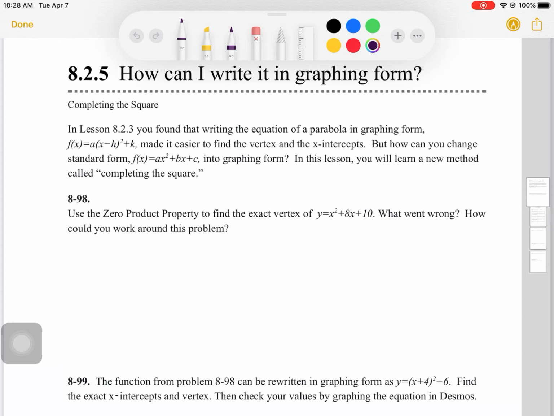Hello, Mrs. Craven here. Today we're going to start learning how to switch from one form of a quadratic equation to another form of a quadratic equation. This is our last lesson in Chapter 8, but it does connect directly to what we do at the beginning of Chapter 9, so we'll just make that smooth transition.